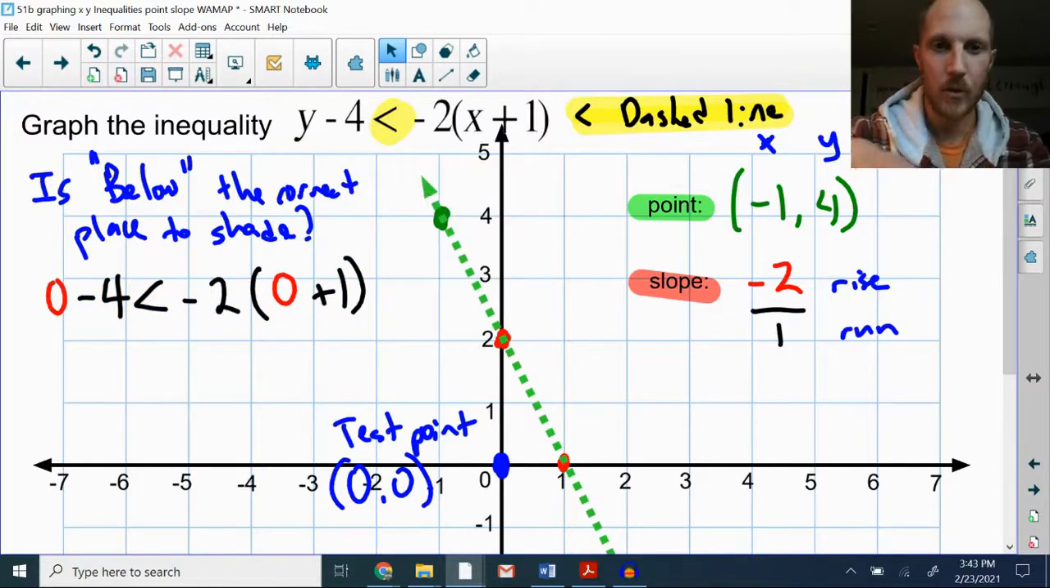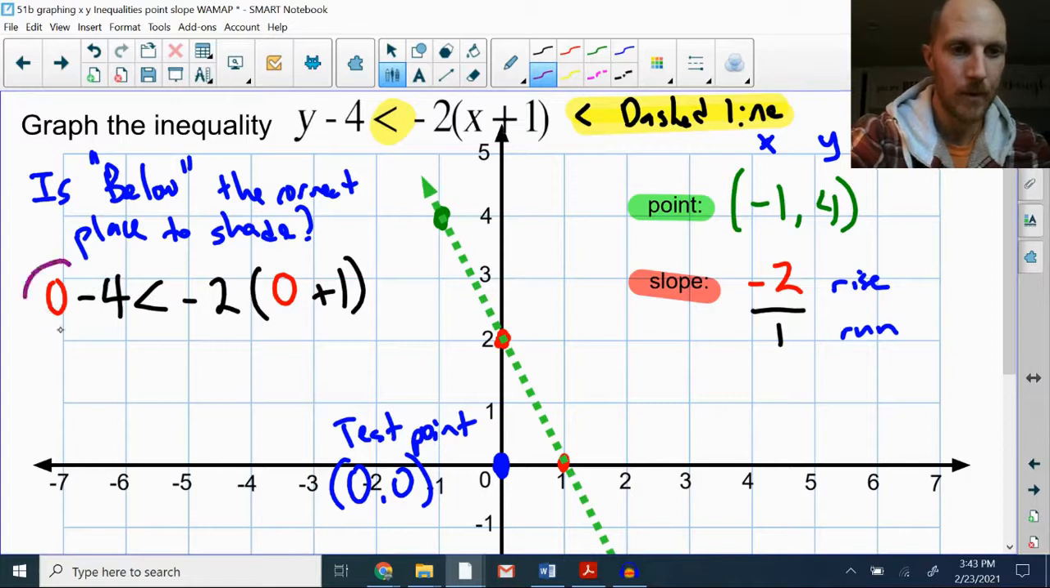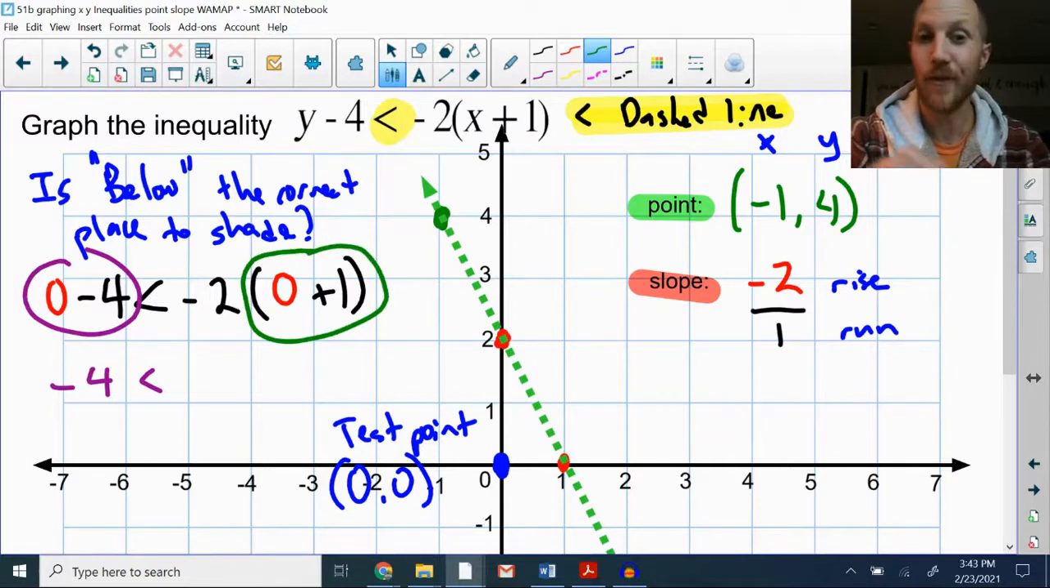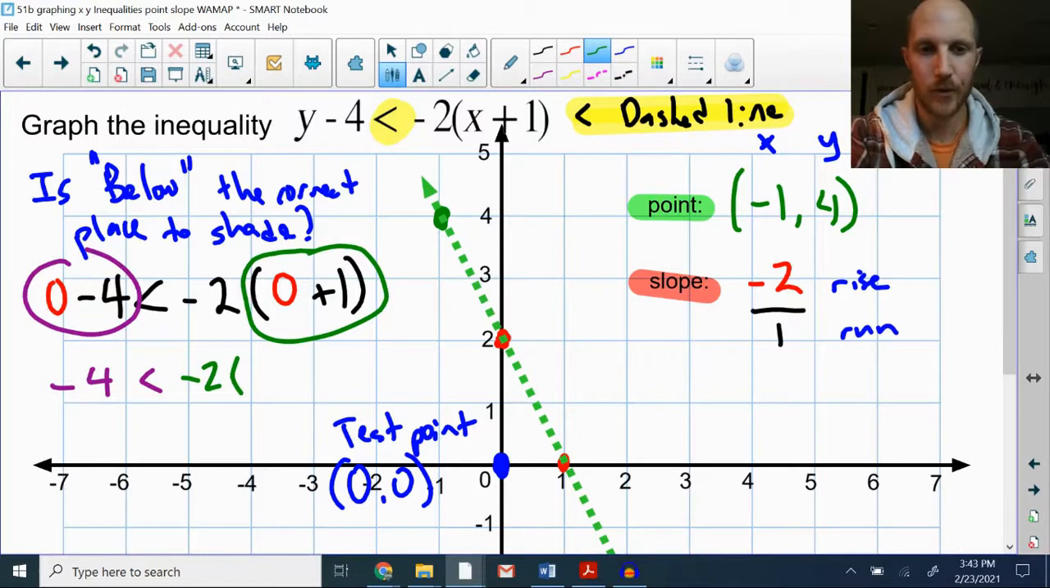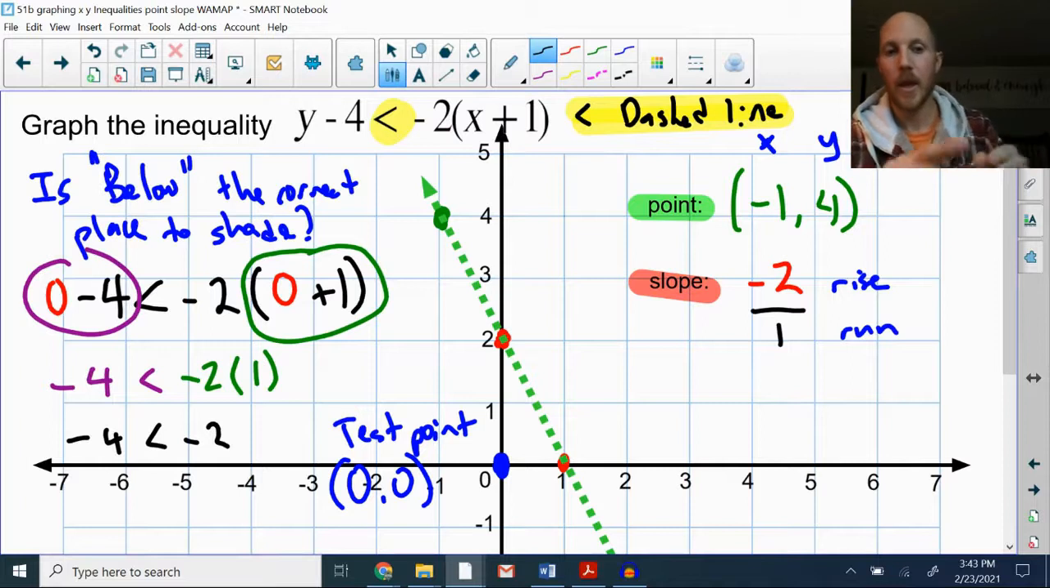Okay, so on the left side over here, 0 minus 4, that's -4, and then my inequality symbol. And then when I get to the right-hand side, I'm going to work inside the parentheses first. So I'm going to leave the -2 here. And then inside the parentheses, 0 plus 1, that's 1. Now I need to multiply -2 times 1, and I will get -2.